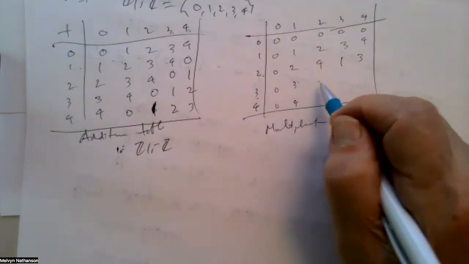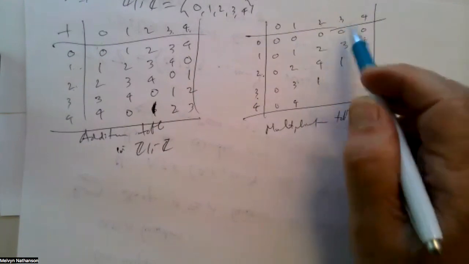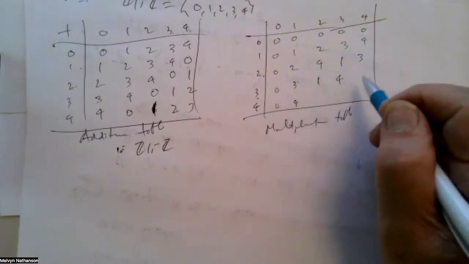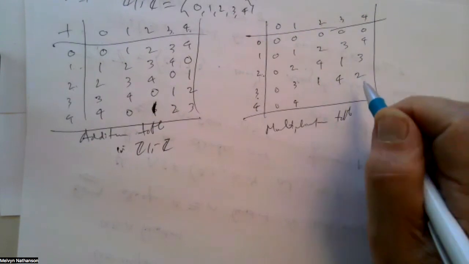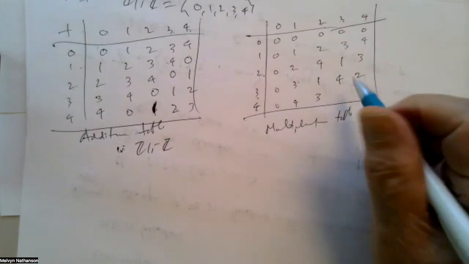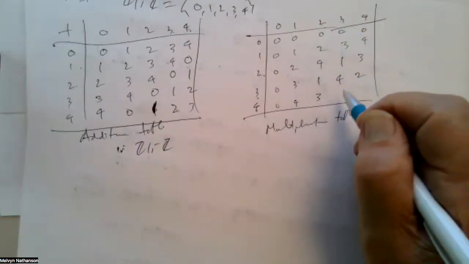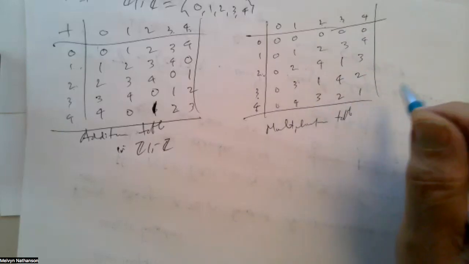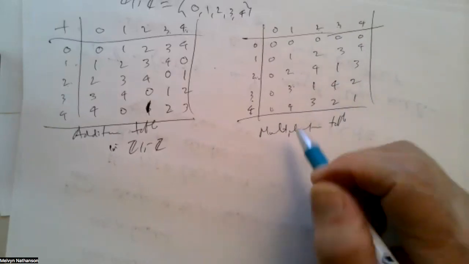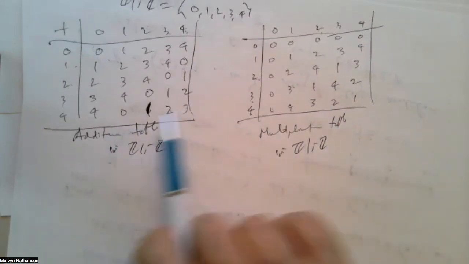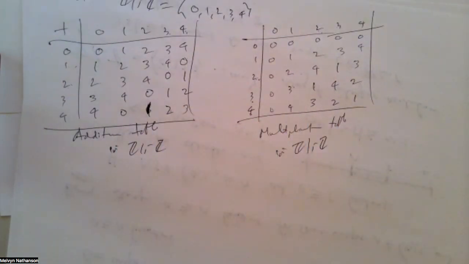3 times 2 is 6, congruent to 1 mod 5. 3 times 3 is 9, congruent to 4 mod 5. 3 times 4 is 12, congruent to 2 mod 5. 4 times 2 is 8, congruent to 3 mod 5. 4 threes are 12, congruent to 2 mod 5. And 4 fours are 16, congruent to 1 mod 5. So this is the addition table, and this is the multiplication table.